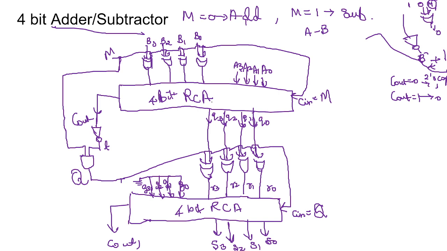So we need 8 XOR gates to perform the complement of the B input and the output of the first RCA, Q, and one AND gate and one NOT gate. And the intermediate wires will be G3 to G0, R3 to R0, Q3 to Q0, and this T, Q will be the intermediate wires. So is this 4-bit adder subtractor module clear, or any other question?